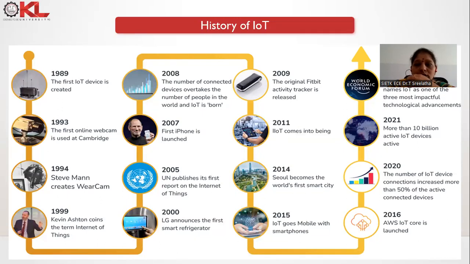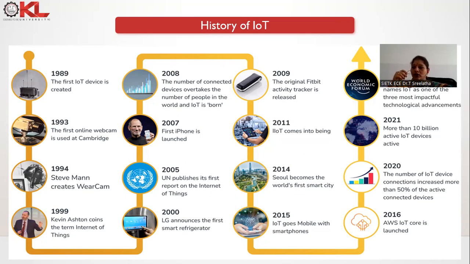We'll see when IoT started. So the history of IoT started from 1989, when the first IoT device was created. Then in 1994, a scientist, Steve Mann, created a webcam. In 2005, the UN published its first report on the Internet of Things. And before that, in 2000 itself, LG announced the first smart refrigerator.